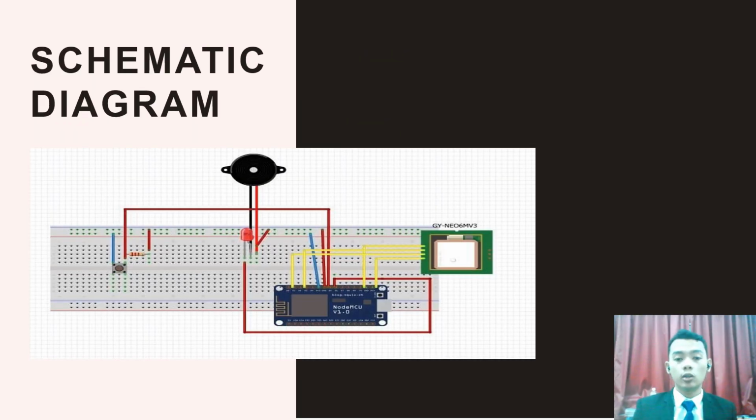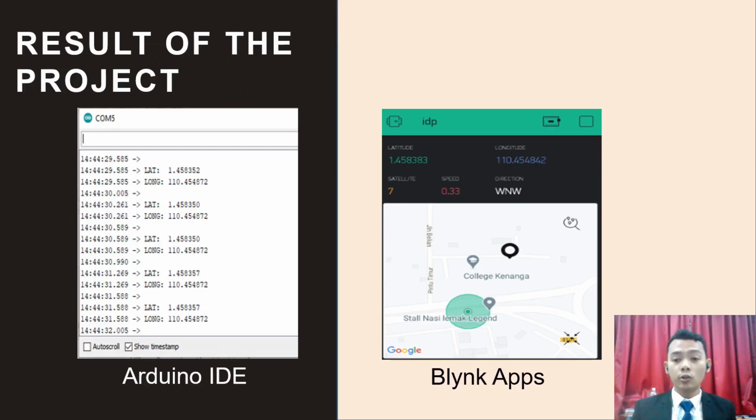Next, let's continue to the schematic diagram. For the schematic diagram, we draw the circuit by using Fritzing software. By using this software, we will see how to connect the components in the right way. Moreover, this software also gives us an initial description before we proceed to the hardware. Then, we continue to the result.